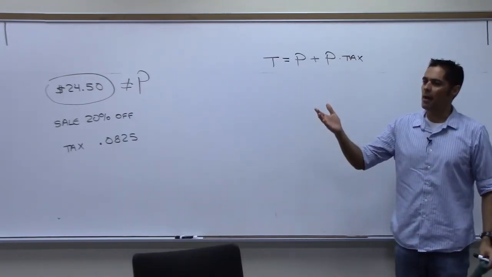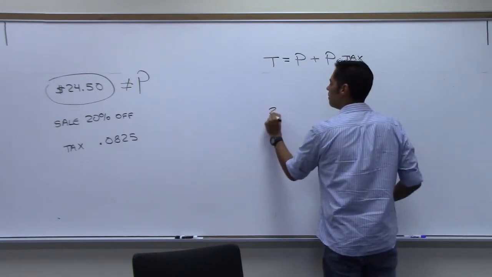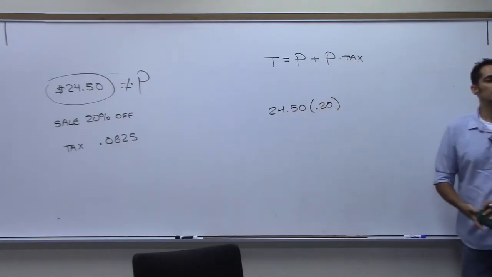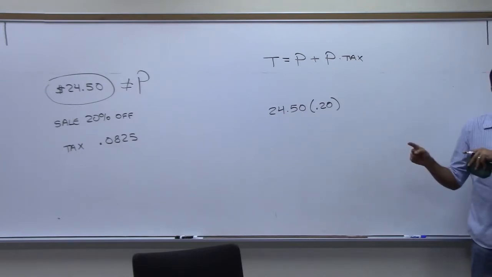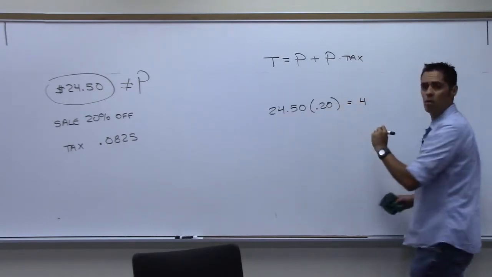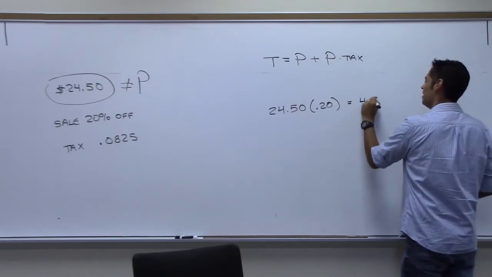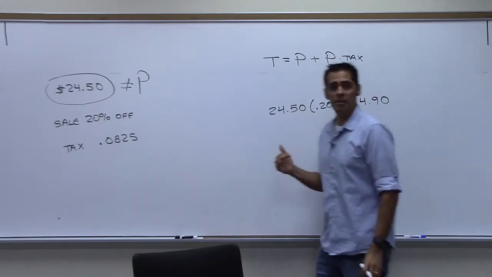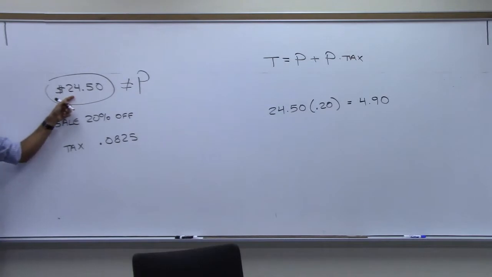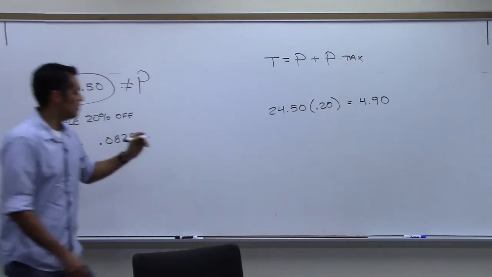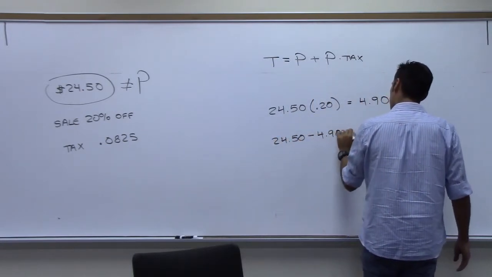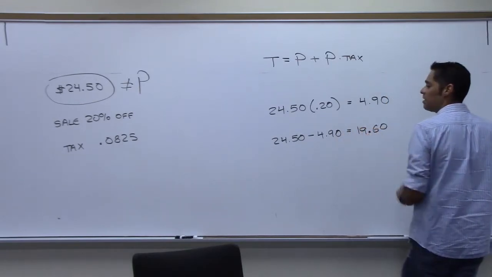Okay, so what do y'all think about that? If I multiply 24.50 times 0.20, what will that give me? That's how much I should take off, right? Do y'all agree with that? And what is that? 4.90. Okay. That's how much the discount is. And then what we need to do is take that number and subtract it from this number. So if I take the original price, $24.50, minus $4.90, you get what? 19.60. So that's going to be our P.